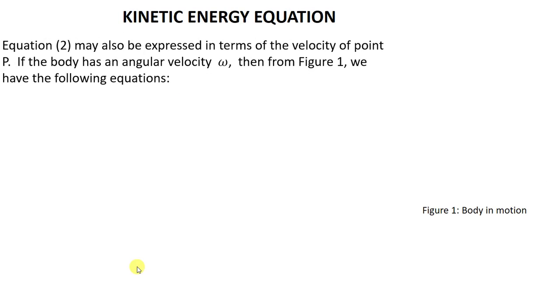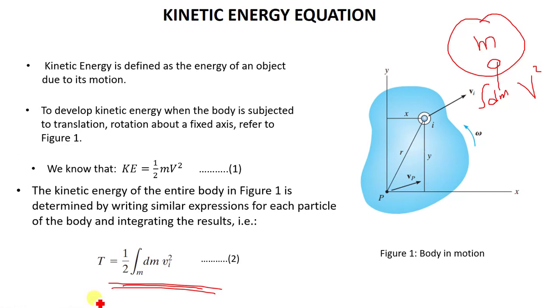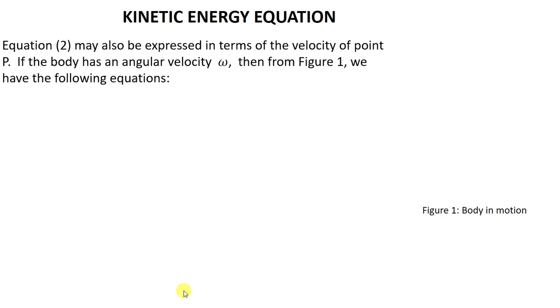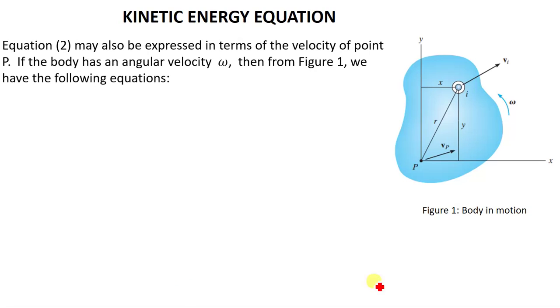This equation, which is the previous equation, can be expressed in terms of the velocity of a point P. This is point P, and we're saying the same equation that we're looking at can also be expressed in terms of the point P. So how can you express this when putting into consideration this point P?